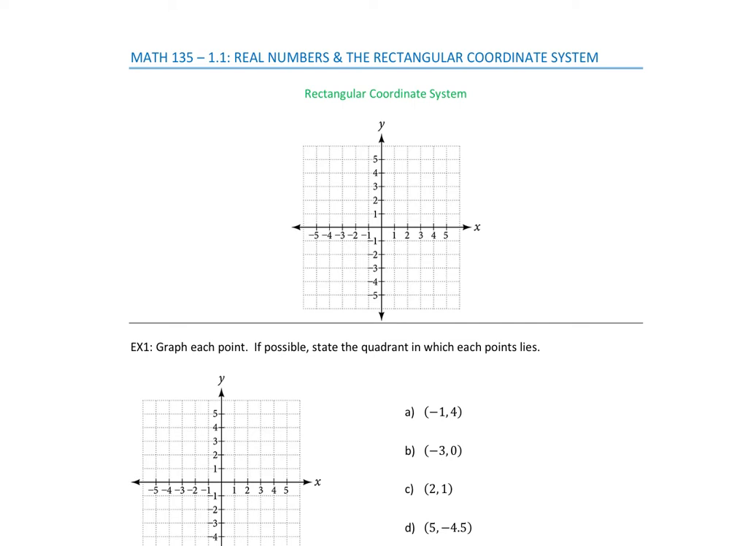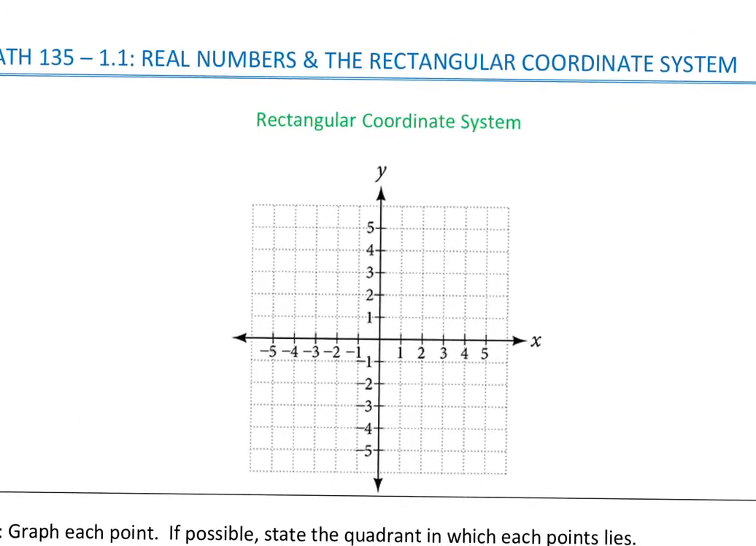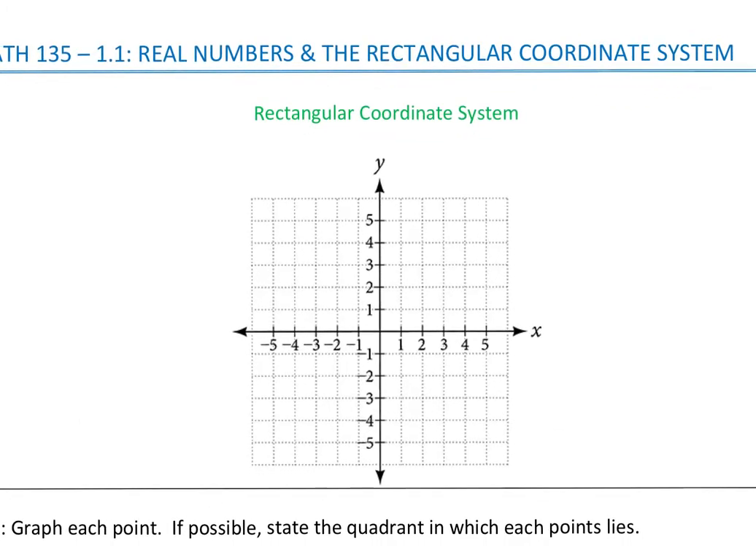1.2 is a fairly short section. We're just going to be reviewing some properties of our rectangular coordinate system. Remember, our rectangular coordinate system is where we do our graphing of points x and y. Typically when we graph, we do this in alphabetical order. So we're going to graph first our x value and then our y value.